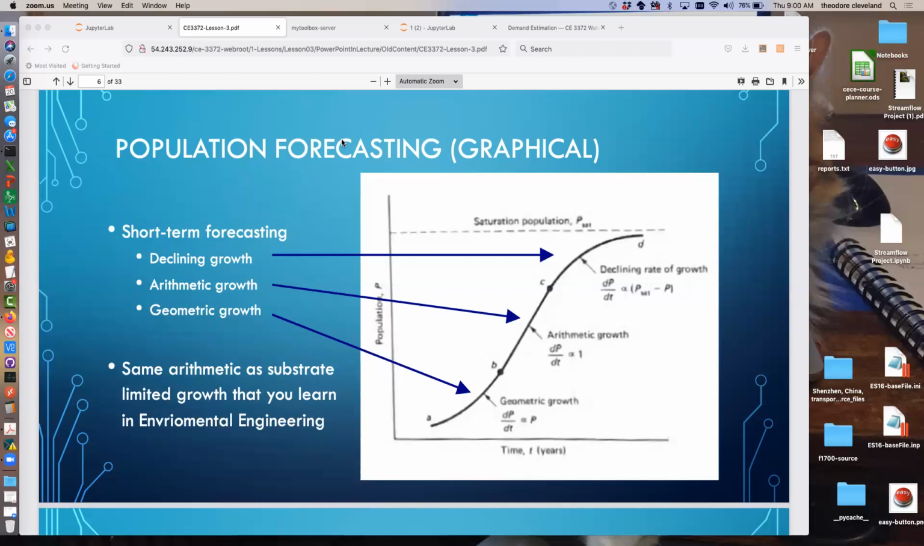The arithmetic growth is roughly when the change in population with time is close to some constant. There it's proportional to 1. It's roughly just some constant. The geometric growth is the change in population with time is proportional to the population. And then the declining rate of growth is we're reaching some saturation value. So the change in population with time is proportional to whatever this limiting value is minus the current population. So it's measuring how close it's getting up to that saturation population line.